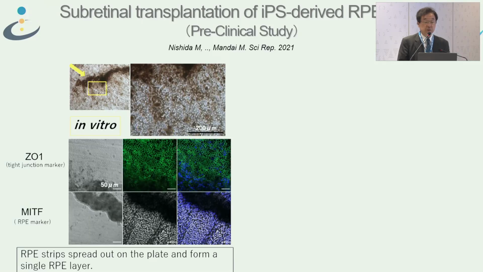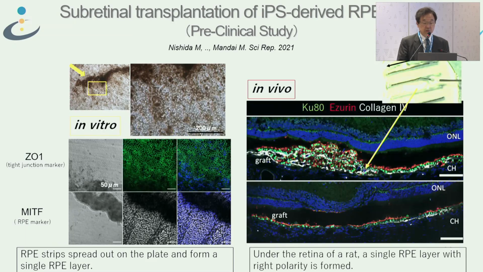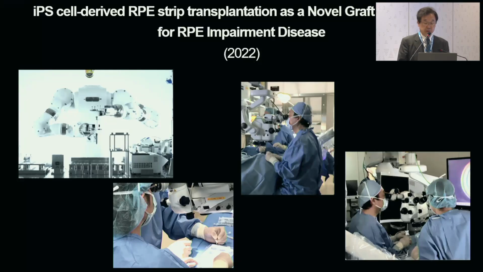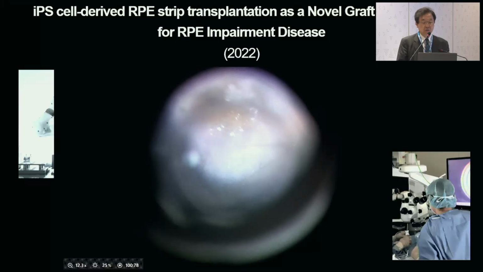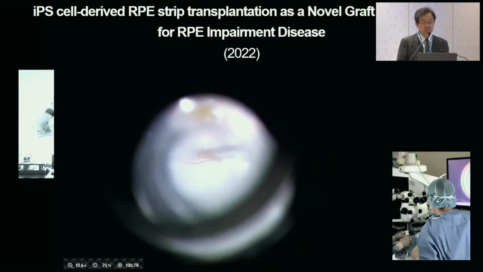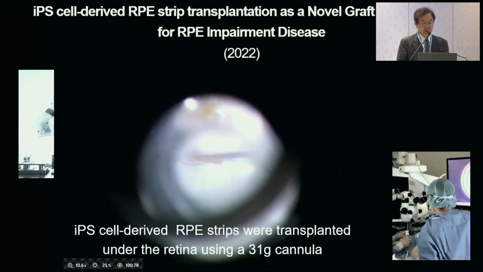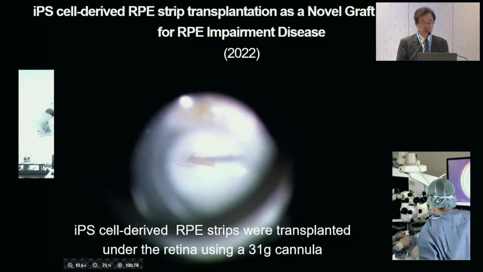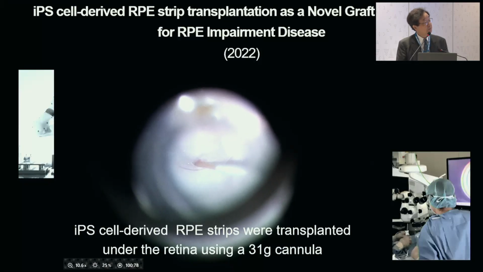This slide shows a preclinical study. In the in vitro setting, RP strips spread out on the plate and form a single RP layer. And in the in vivo setting, under the retina of the rat, a single RP layer with right polarity is formed. We performed the RP strip transplantation in 2022. After creating a retinal bleb, iPS cell-derived RP strips were transplanted under the retina using a 31-gauge cannula. You can see the subretinally injected RP strips.